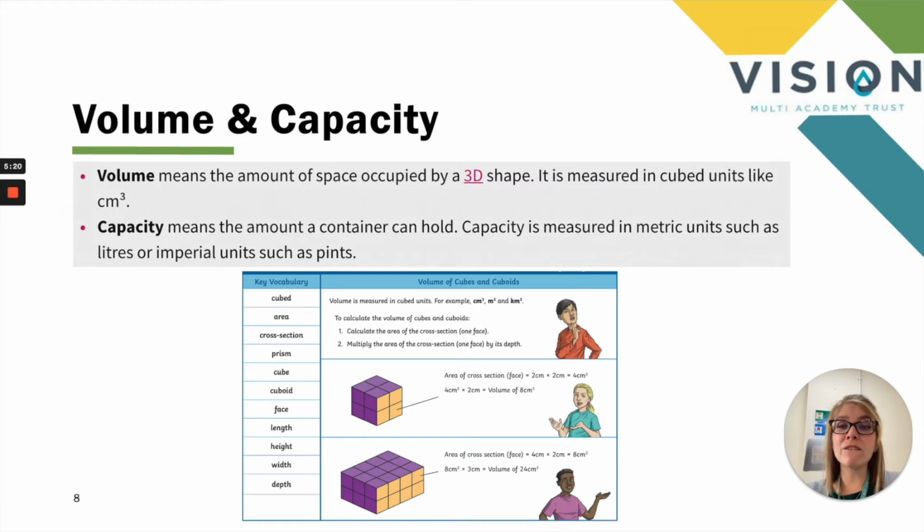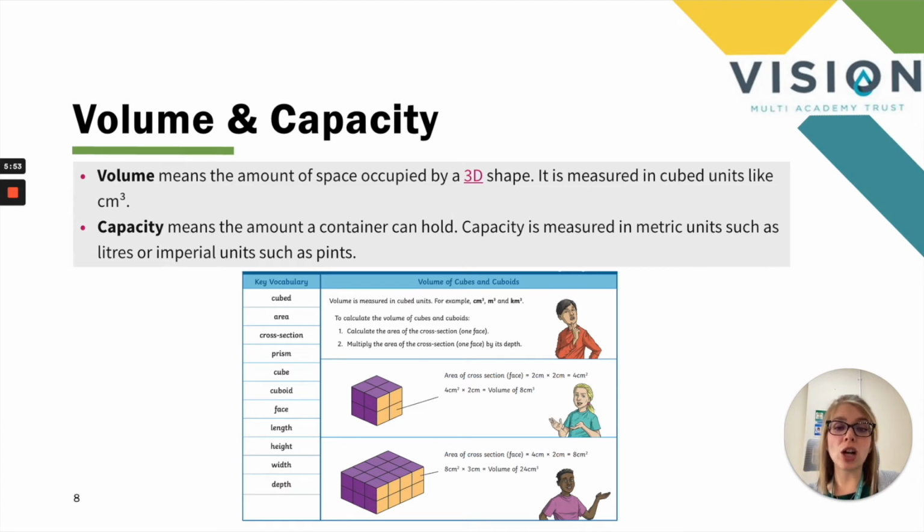So we're looking at volume and capacity. We have used the language volume and capacity in earlier year groups, but we've said that the language can be used interchangeably. Now in year 5, it's really important that we're using this vocabulary accurately. So volume is the amount of space occupied by the 3D shape. It's measured in cubed units, for example, centimetres cubed. And capacity is the amount a container can hold. And capacity is in metric units such as litres or imperial units such as pints.